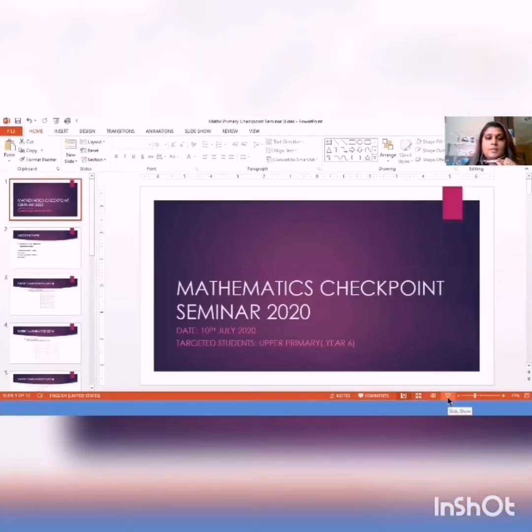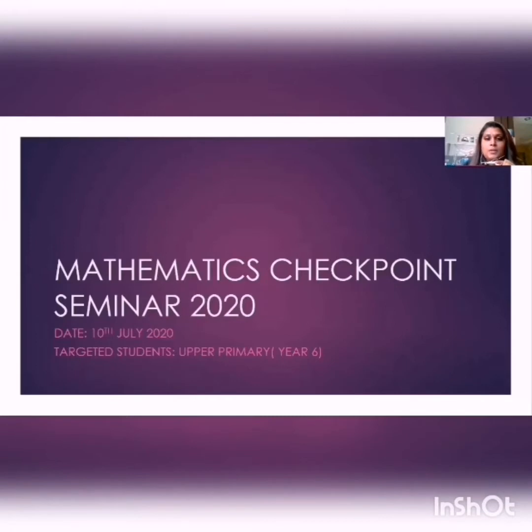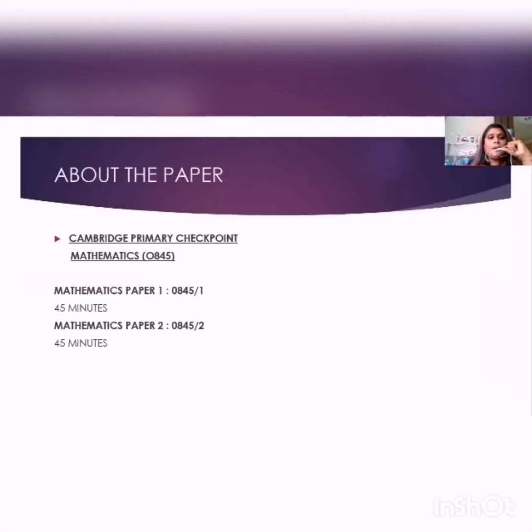The targeted students for this seminar are upper primary students, which is year 6. Now let's know about this paper here. This is a Cambridge Primary Checkpoint Mathematics paper. The code for this paper is 0845. We have paper 1 and paper 2 for this paper.